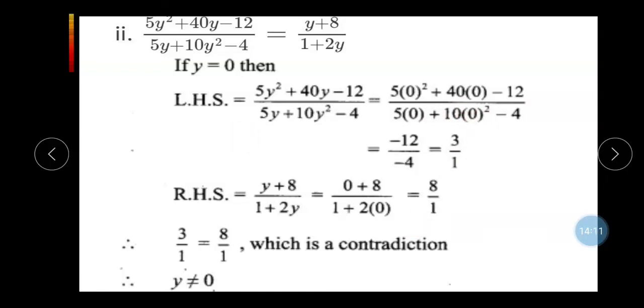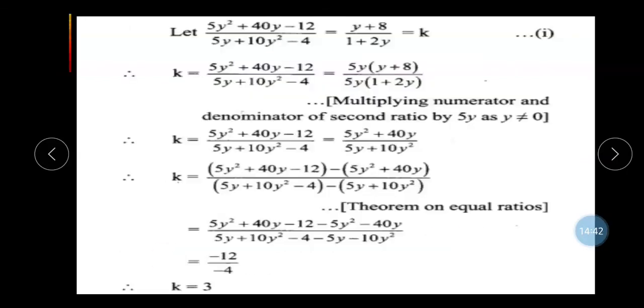Similarly, in RHS, we will be substituting the value of y with 0. (y plus 8) upon (1 plus 2y) is equal to (0 plus 8) upon (1 plus 2 into 0). 0 plus 8, we will get 8. 2 into 0, 0. 0 plus 1, 1. Now, 3 upon 1 and 8 upon 1, they are not equal, which is a contradiction. Therefore, y is not equal to 0.